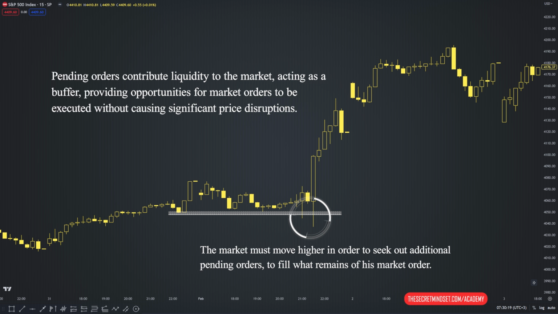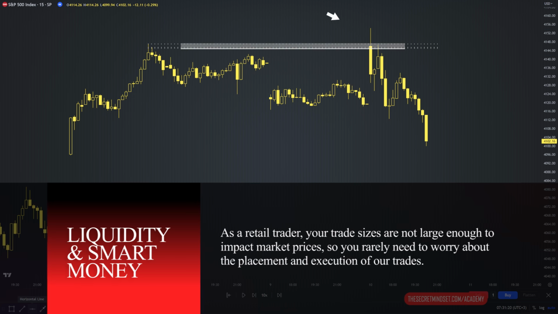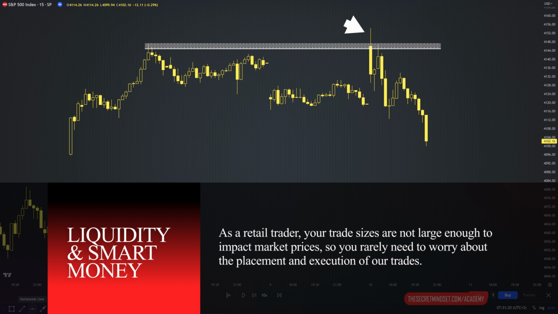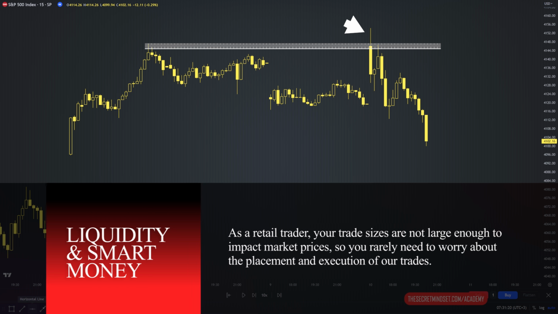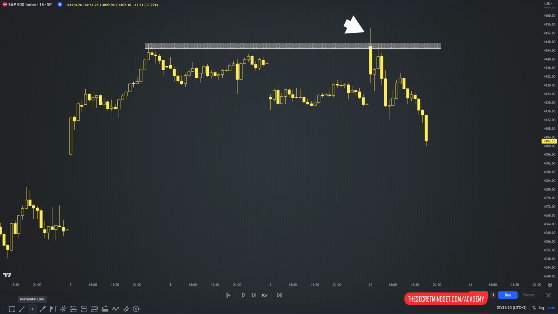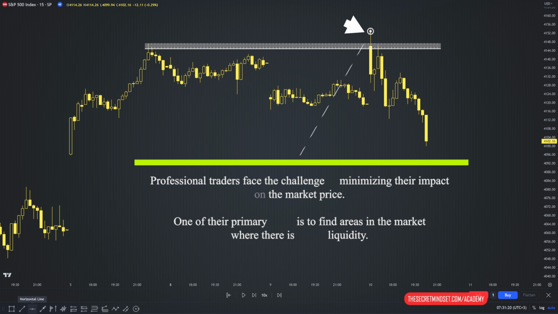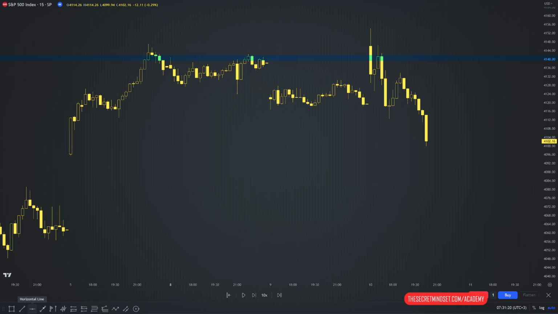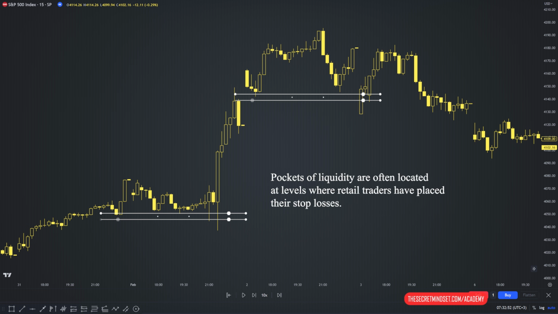significant price disruptions. As a retail trader, your trade sizes are typically not large enough to significantly impact market prices, so you rarely need to worry about the placement and execution of your trades. But for large institutions, however, getting in and out of trades can be a big problem. Given the substantial size of the trades they enter, professional traders face the challenge of minimizing their impact on the market price. Therefore, one of their primary goals is to find areas in the market where there is ample liquidity, and these pockets of liquidity are often located at levels where retail traders have placed their stop losses.